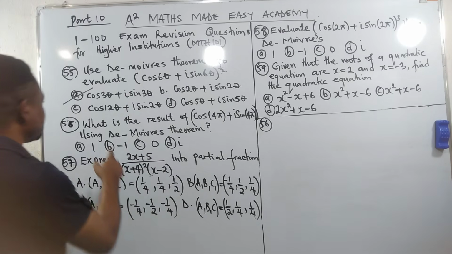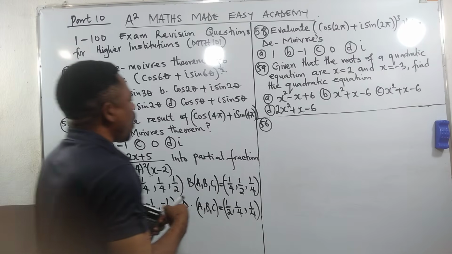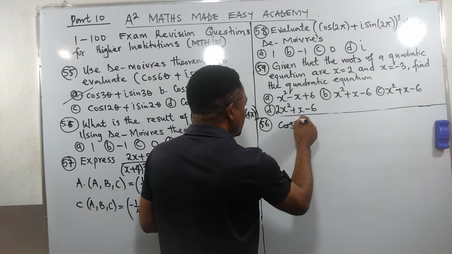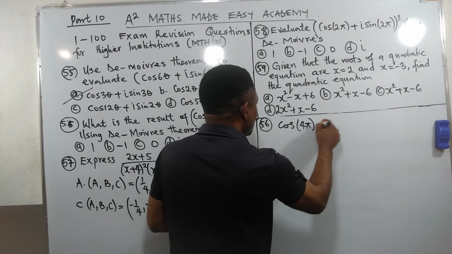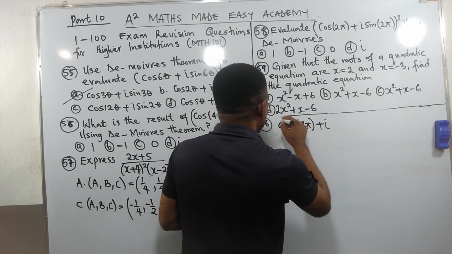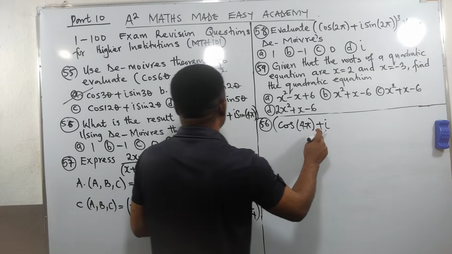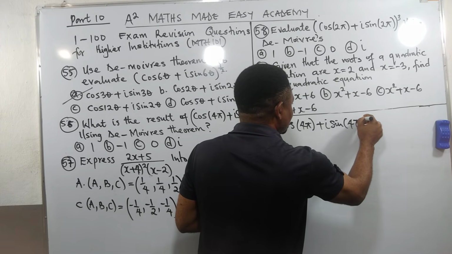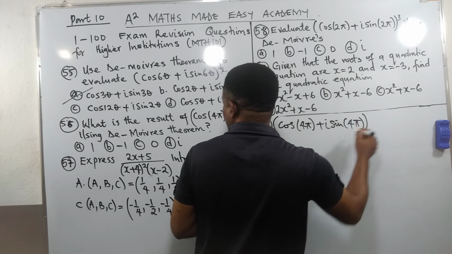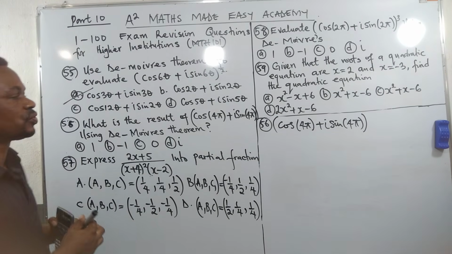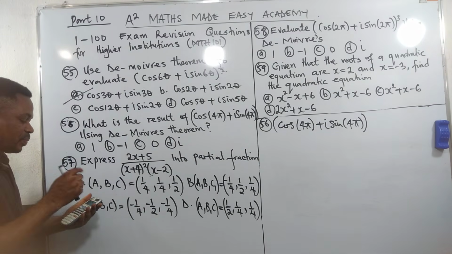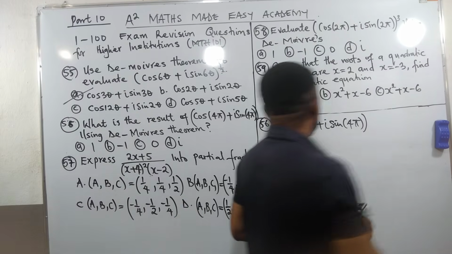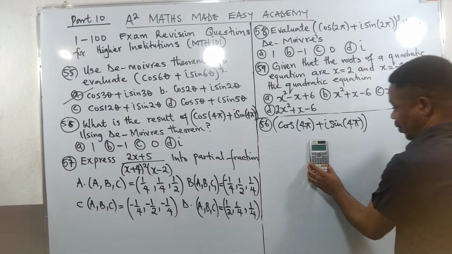Now look at the question. What is the result of cos(4 rad) plus i sin(4 rad) using De Moivre's theorem? Now it is very simple. I want you to observe this. The first thing we are going to do, we can approach it using the calculator method.